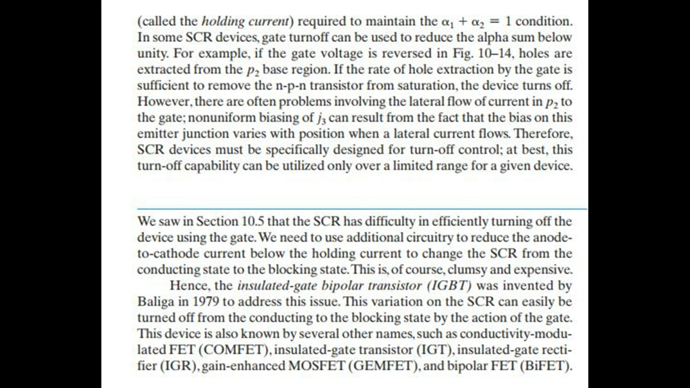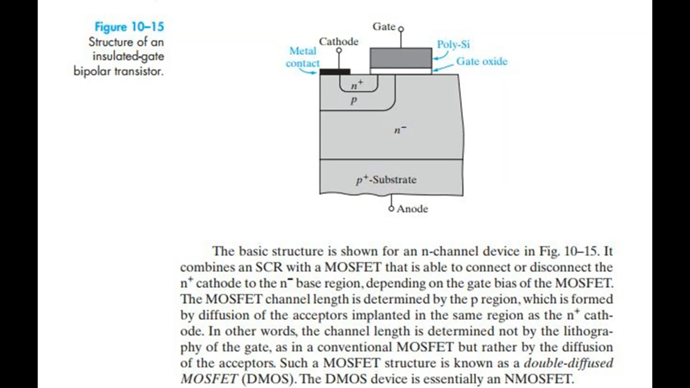This variation on the SCR can easily be turned off from the conducting to the blocking state by the action of the gate. This device is also known by several other names, such as conductivity modulated FET, COMFET, insulated gate transistor, IGT, insulated gate rectifier, IGR, gain enhanced MOSFET, GEMFET, and bipolar FET, BiFET. Figure 10.15: structure of an insulated gate bipolar transistor.